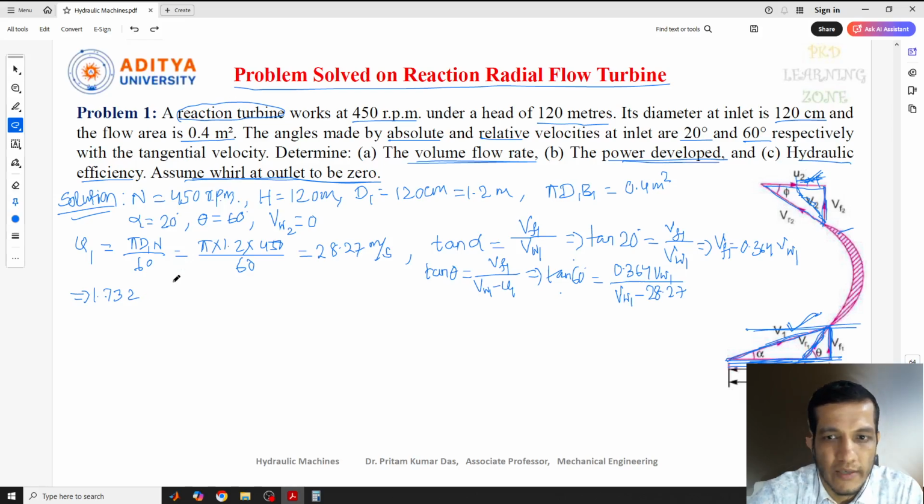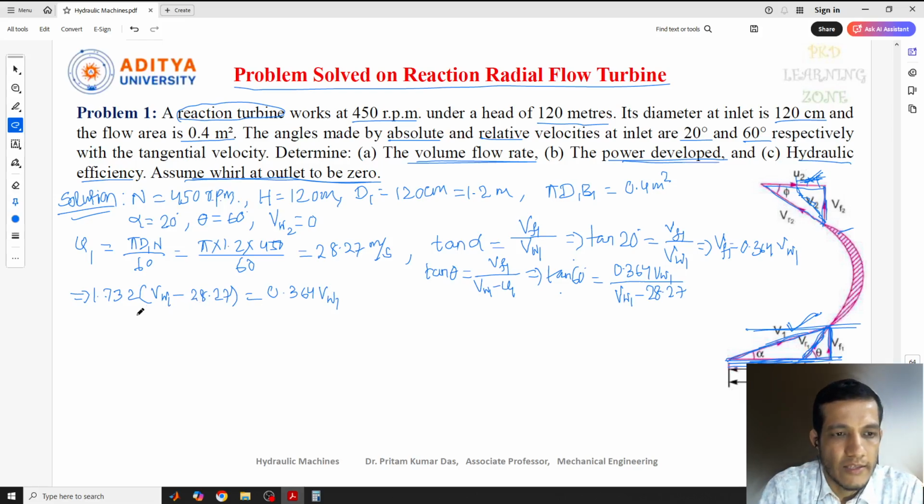Otherwise I'll do one thing, I'll take this value to the other side. It will be completed here. So this one I'm directly writing here: this is VW1 minus 28.27 equal to 0.364 VW1. So I'll take VW1 to one side, and the remaining value I can keep to the other side. So let's multiply first: 1.732 minus this value, 0.364, bracket close, this much VW1 equal to, this minus term will be on this side. Again, if I take it to the right side, then it will be plus.